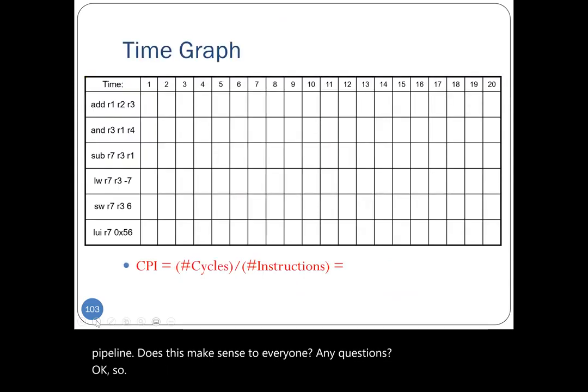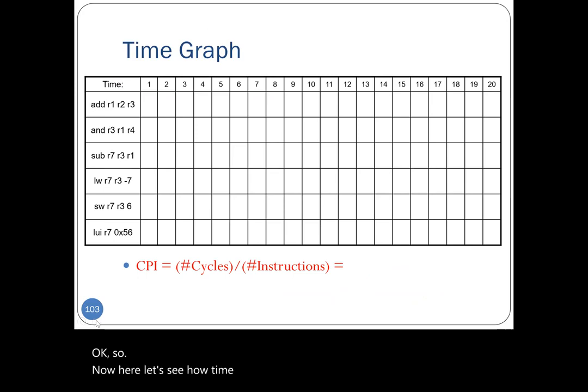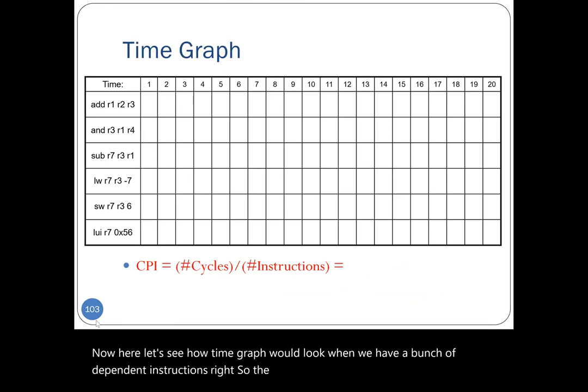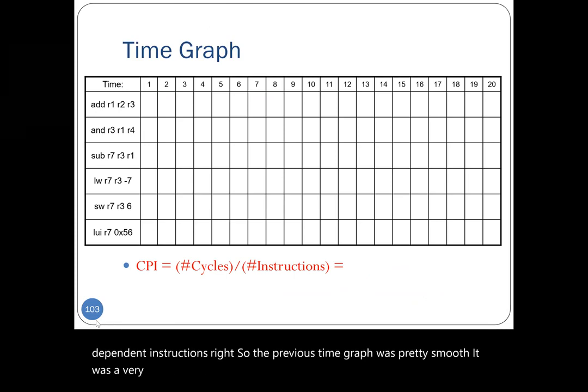Now let's see how our time graph would look when we have a bunch of dependent instructions. The previous time graph was pretty smooth. It was a very nice staircase. Now we'll have a staircase here as well, but you'll see that it's not as nice. So let's think about this.